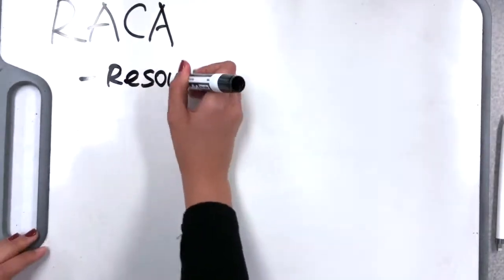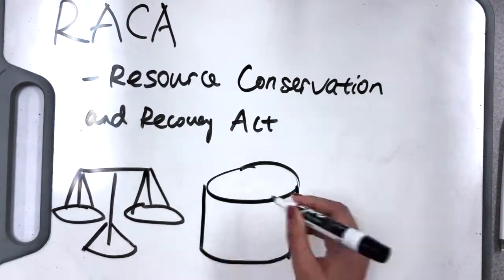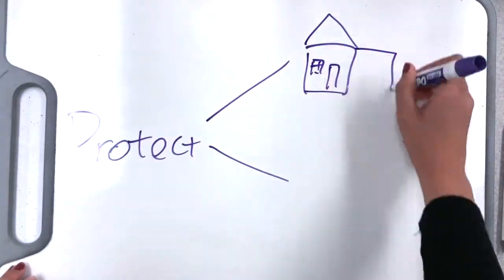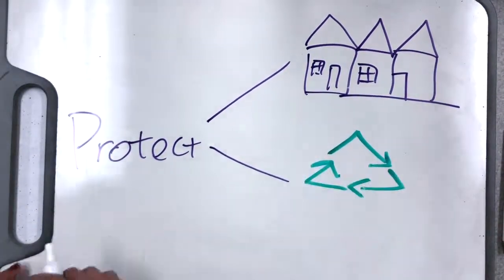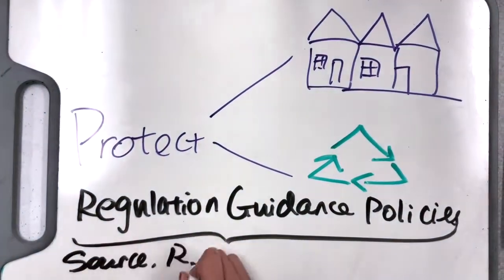The Resource Conservation and Recovery Act is the public law that creates the framework for the management of hazardous and non-hazardous solid waste. It protects communities and resource conservation. To achieve this, the program ensures regulation, guidance, and encourages source reduction and beneficial reuse.